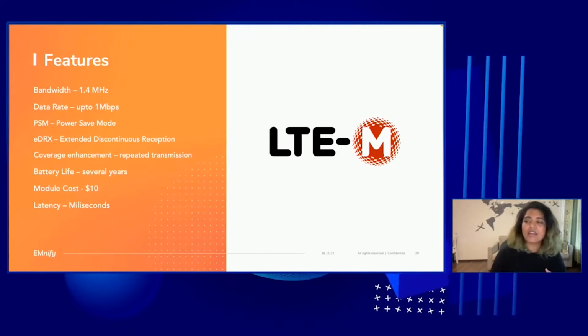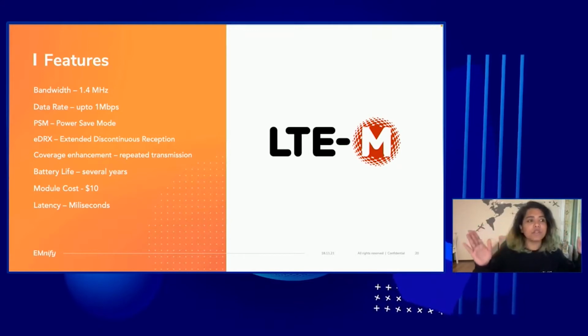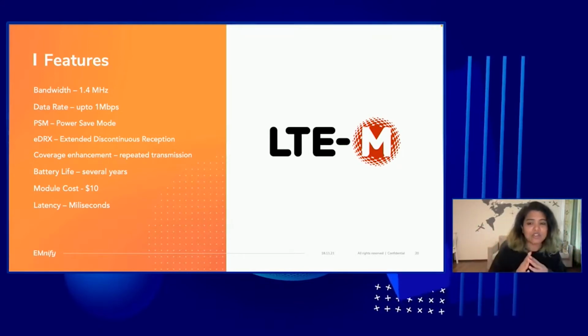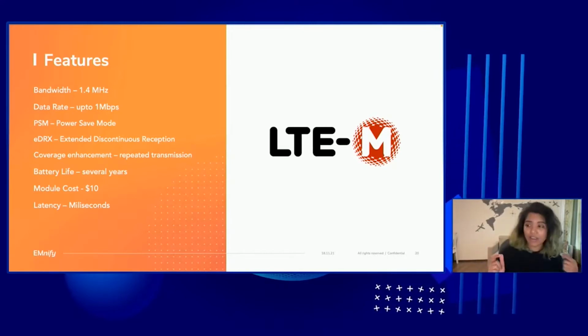And then there is this eDRX, or extended discontinuous reception. It sounds super complicated. But what it essentially does is, when you send these two "I am awake" messages, it increases the time between those two messages. So it lets you send them further apart. And so again, in combination with the device sleeping in between with PSM, and the messages being further apart, you end up saving a lot of battery life. You end up saving a lot of power consumption.